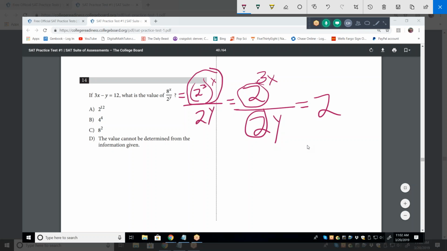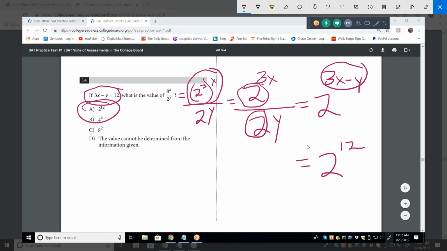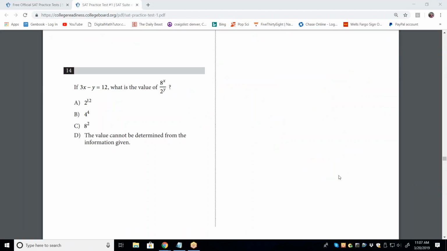2 to the 3x, 2 to the y, subtract the exponent. Now notice what they told us what that's equal to. There's a reason. In other words, we're almost certainly going to get 3x minus y there. So now that's 2 to the 12. Answer A. Got it? All right. Let's go to 2.